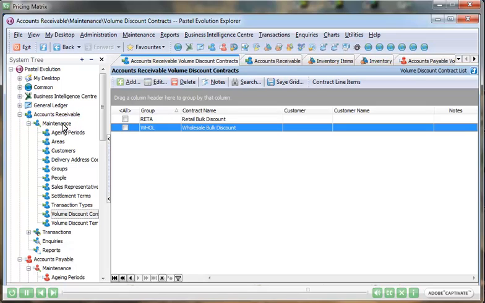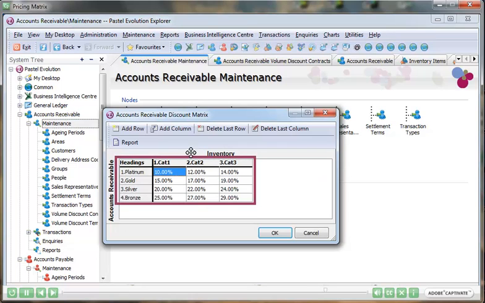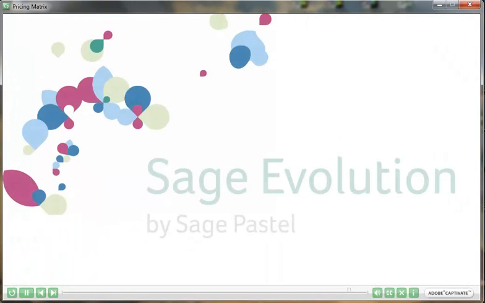Remember, discount contracts and discount matrices can apply to both customers and suppliers, so they can affect the buying and selling of stock automatically throughout your business. Pricing Matrix for Sage Evolution makes handling complicated discount structures a breeze.